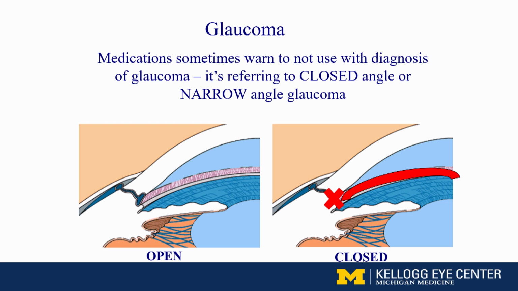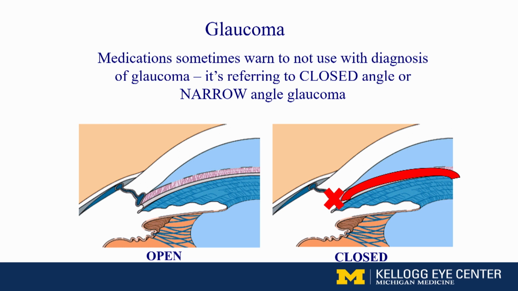The eye is constantly making fluid inside. These are not tears. This is different. This is called aqueous fluid. Fluid is constantly being made and constantly being drained out of the eye. And when we give you medications, it's to change either the drainage or maybe the production of that aqueous fluid. In narrow angle or closed angle glaucoma, literally it closes off. So there is no access, or there's minimal access to the drainage system. These are the medications that can affect the angle closure.